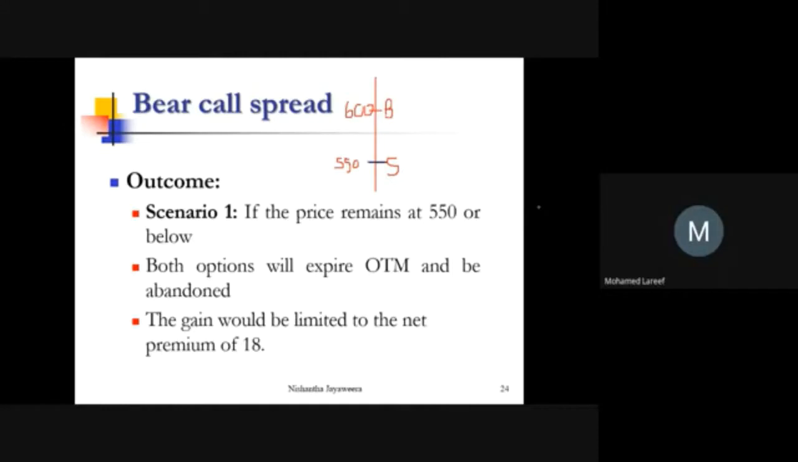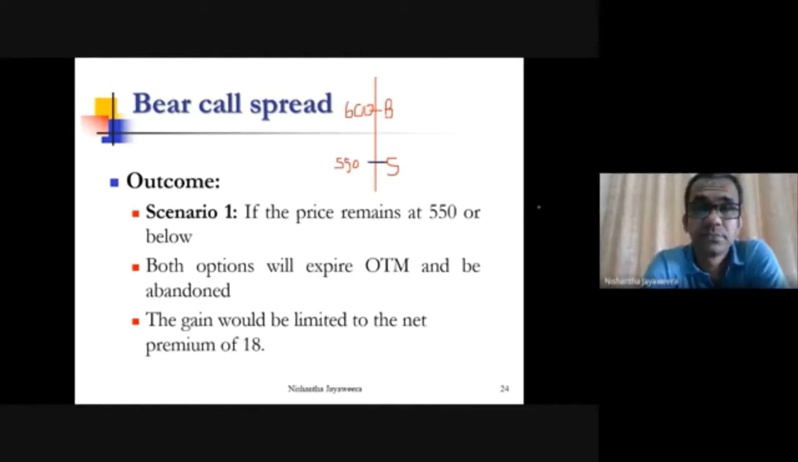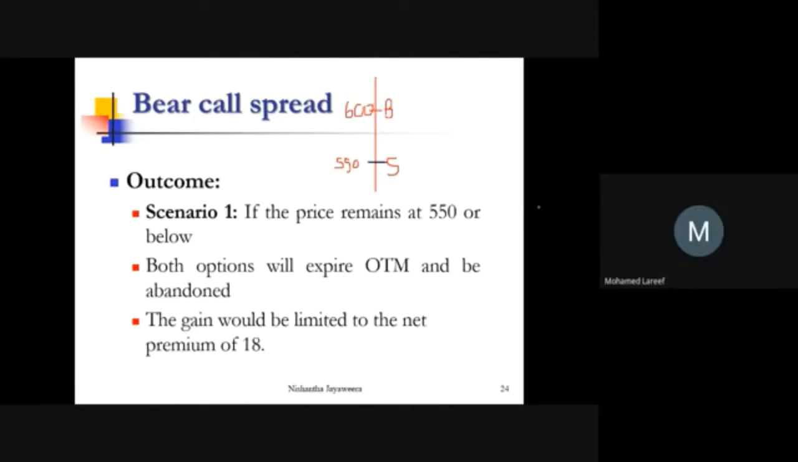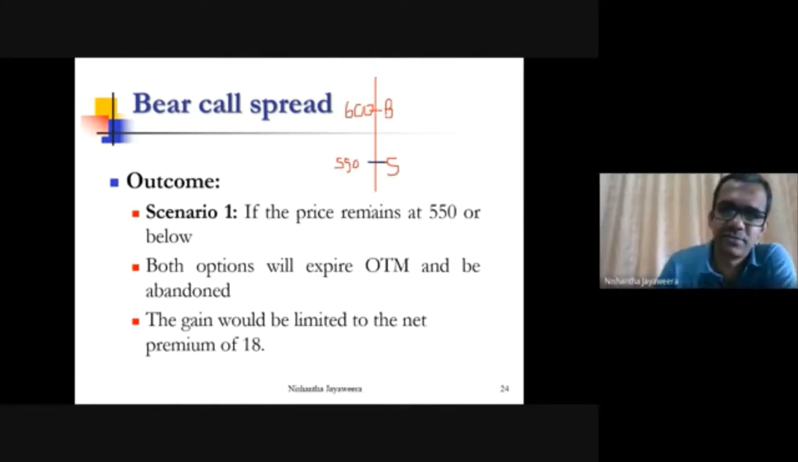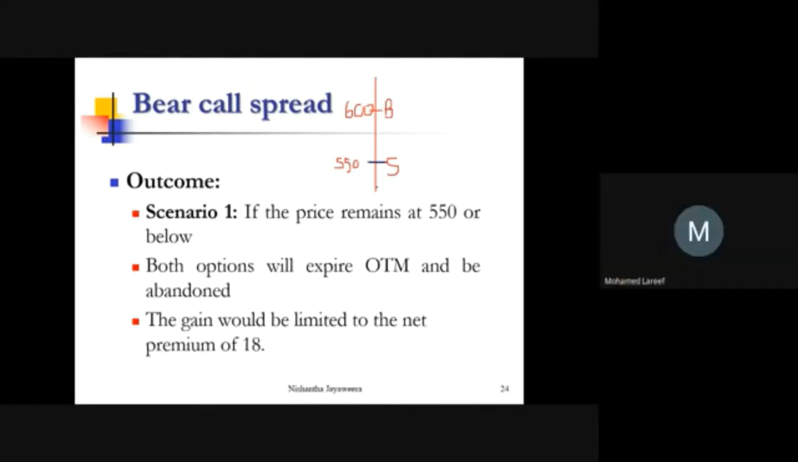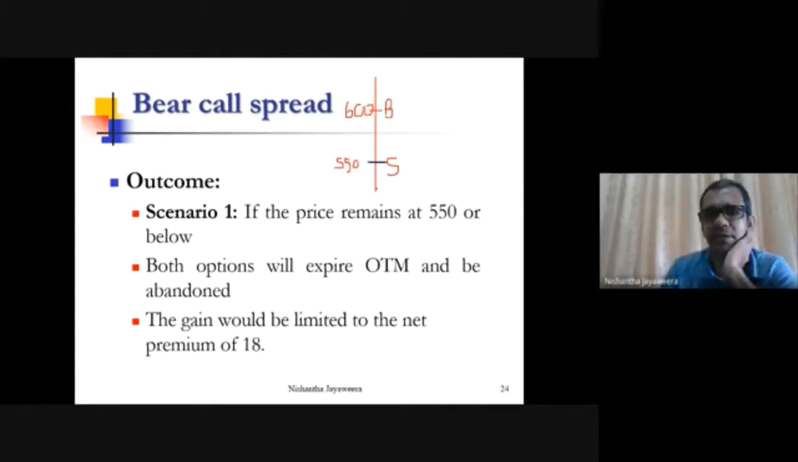This is called the sold option, right? You sold this one, you bought this one. You sold the lower strike and bought the higher strike. When the price is 550 or less than that, will the buyer of the option exercise? No. So it will expire. What is your gain? You just collect the premium, 18. So nothing would happen.